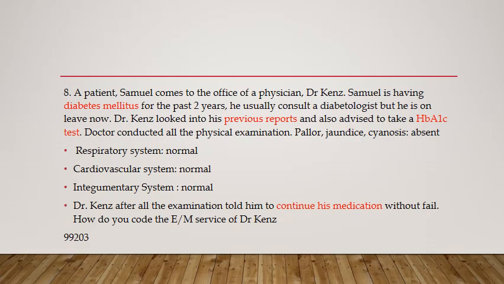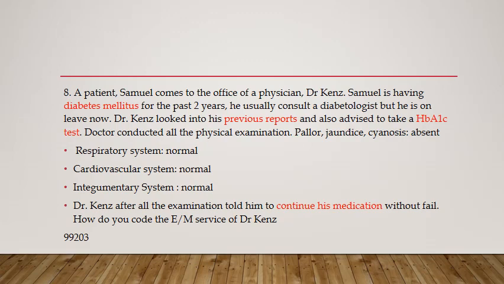So here, what is the problem? The problem is diabetes mellitus for the past 2 years, which means it is a stable chronic condition. Today there are no symptoms of any exacerbation, so it is a stable chronic condition. One stable chronic condition comes under low in the problem table.